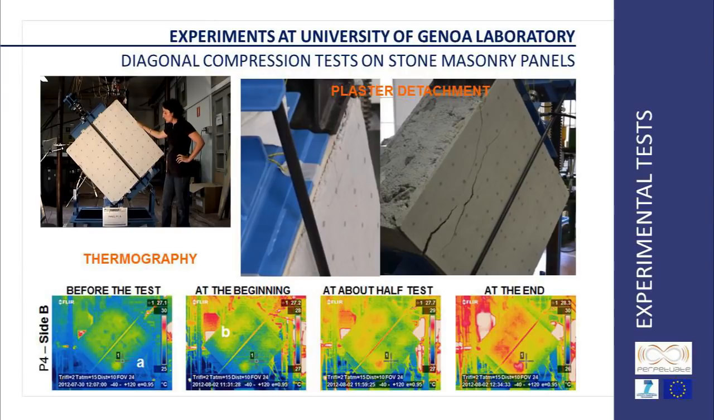We also want to analyze the detachments of the plaster from the masonry walls. To this aim, we have a thermal camera, which is able to analyze the places where the plaster is detached during the test. In particular, we make a thermography after the end of each cycle of the test, in order to analyze the evolution of the plaster detachment.